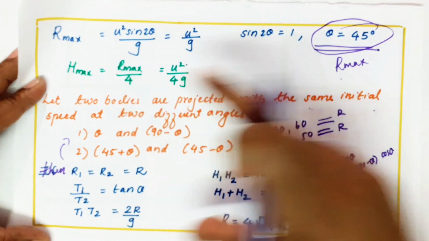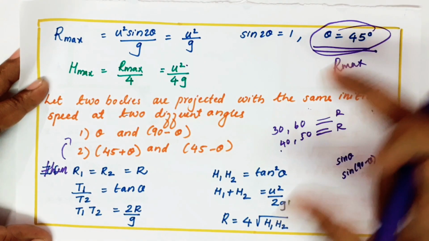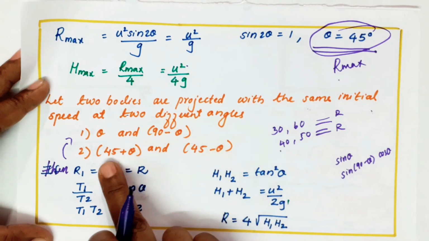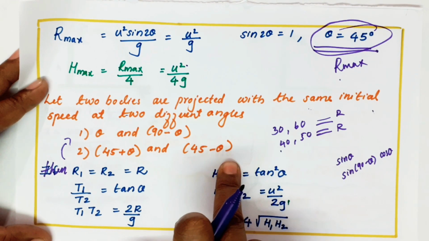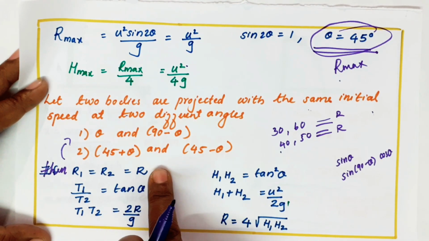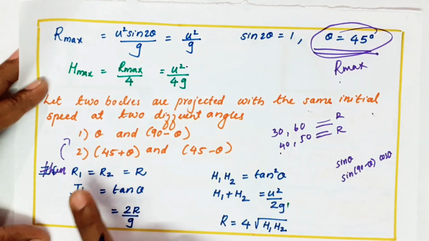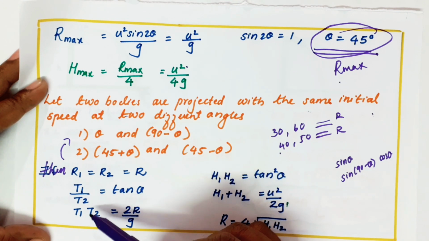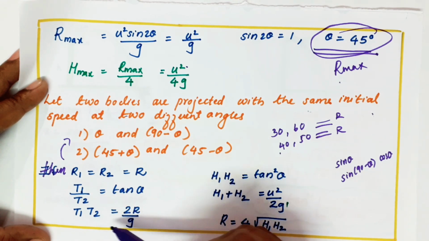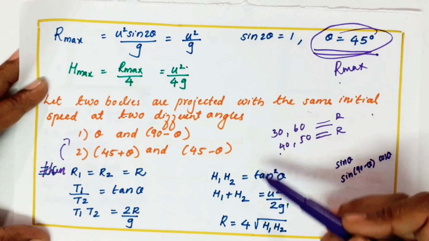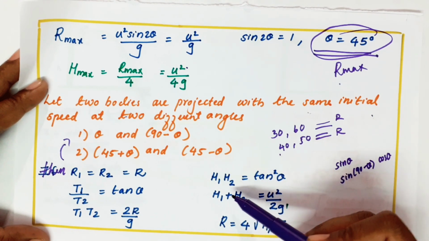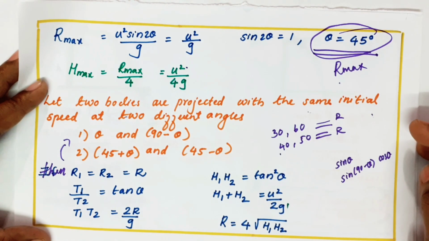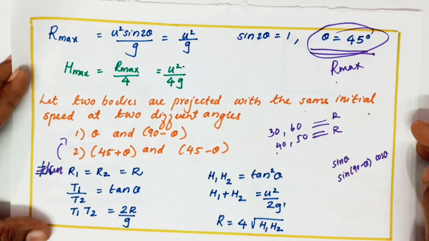When the range is maximum, theta is 45 degree. And for two angles we get the same range, which are they? Theta and 90 minus theta, or 45 plus theta and 45 minus theta. In this case, R1 and R2 are equal and should be written as R. If you take the ratio of the time T1 by T2, I'll get tan theta. T1 into T2, we can write as 2R by g. H1 into H2, I can write as tan square theta. H1 plus H2, I can write as u square by 2g. R, I can write as 4 root over H1 H2.